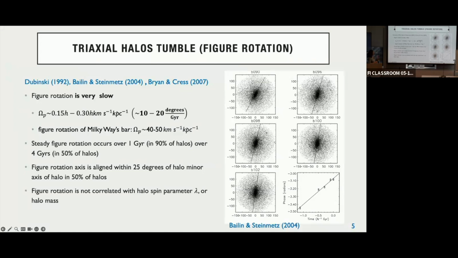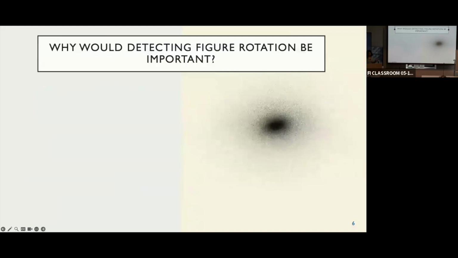0.15 h kilometers a second per kiloparsec. For context, the Milky Way bar, which is also rotating, is rotating at between about 40 kilometers a second per kiloparsec. So it's just spinning around, and this is going around at 20-30 degrees per gigayear. So basically, people said this is too small to be interesting or detectable, and nobody looked at it. And we might conclude that that's still the case, but I think there are some useful ways we might look at it.